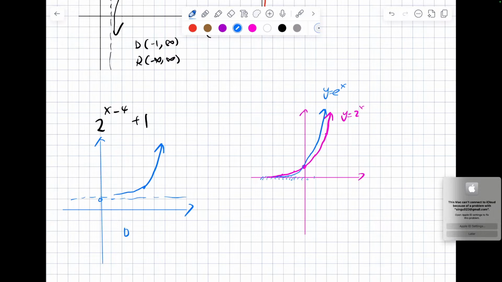Now the domain of this is still negative infinity to infinity. The range is going to go from 1 to infinity, and that will be the review of 2 to the x minus 4 plus 1. Do we write it down like it's going to touch that asymptote? On the left side, it will look like it's going toward the asymptote, but it's not touching the asymptote. Okay, so that's just a review about how to graph.